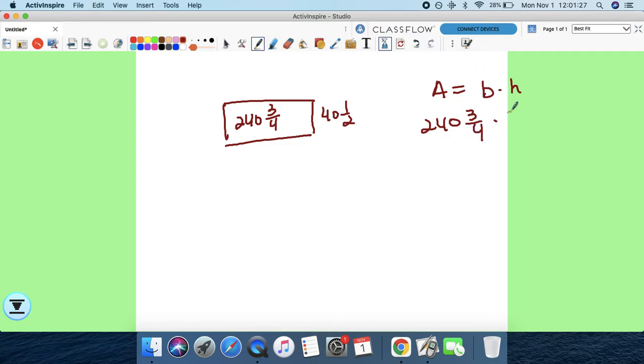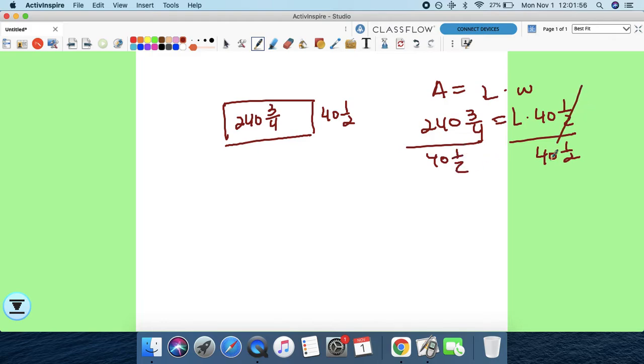The width, so actually they use length and width, right? So let's use length and width. The length I have no idea, but the width I know, it's 40.5. So I have to find a number that multiplied by 40.5 gives me 240 3/4. So basically, we're dividing both sides by 40.5, right? And the length is the quotient of those two.